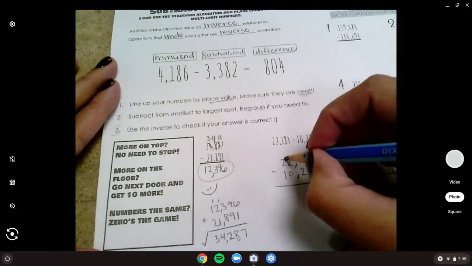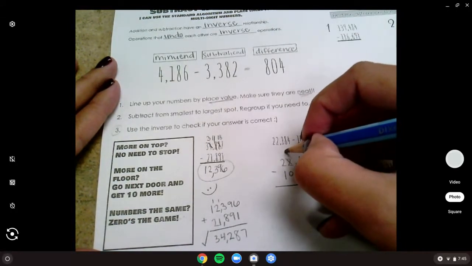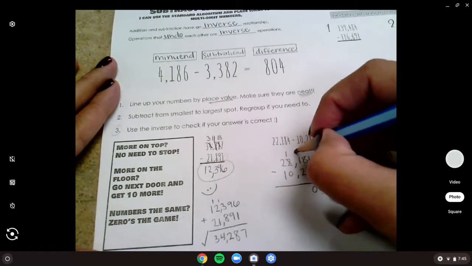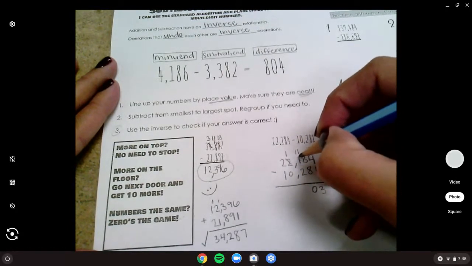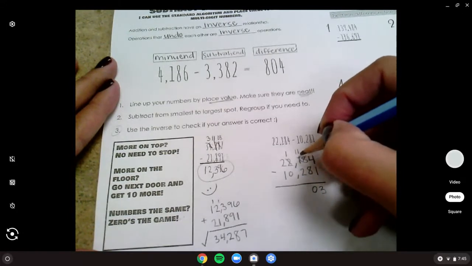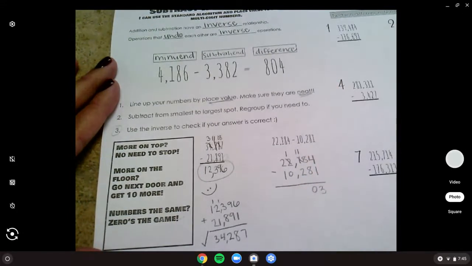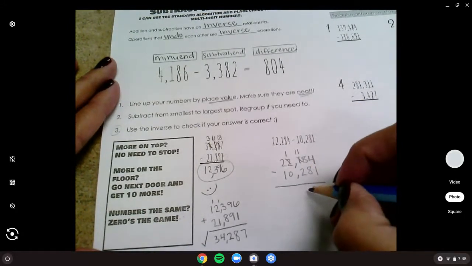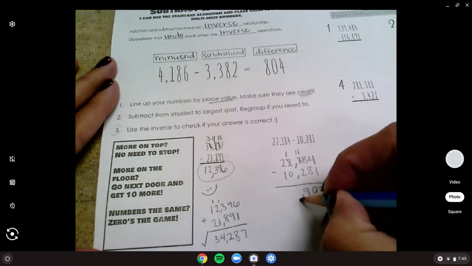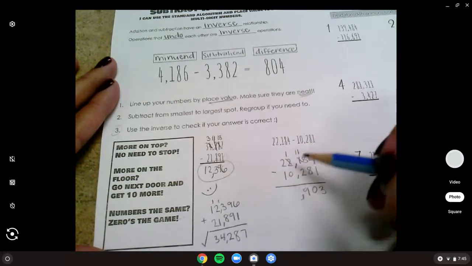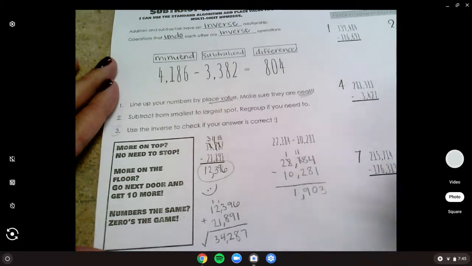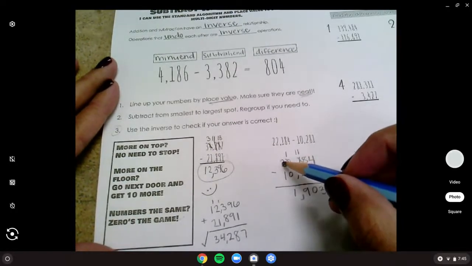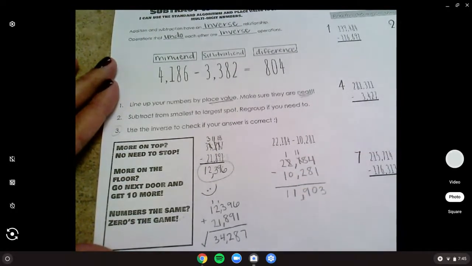That one's got more on the floor. So I need to go next door and get 10 more from my thousands place. But this isn't just 10, because I had 1 already. 10 plus 1 makes this 11. 11 minus 2, 11, 10, 9. My comma. 1 minus nothing. Oh, identity property, almost. I know that stays the same. 1. And 2 minus 1 is also 1.